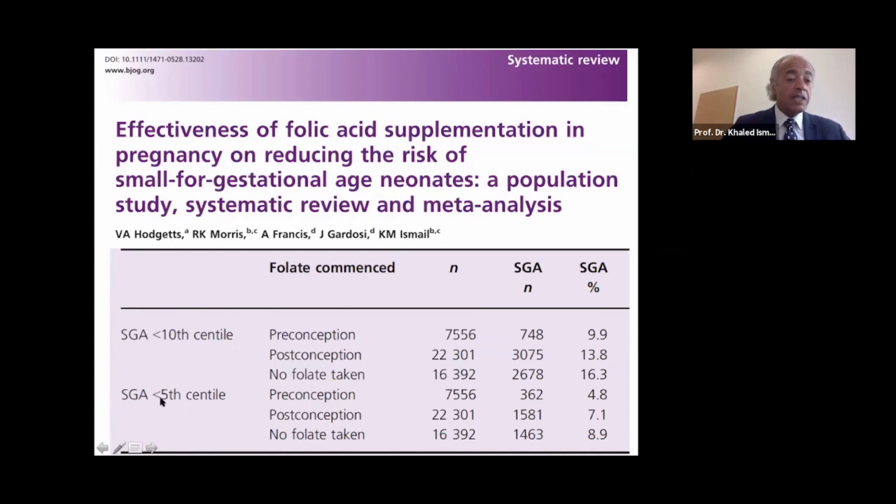If you look at babies below the 5th centile, which, as you all know, is a higher risk group of babies, again, with preconceptual folic acid, the risk of having a baby that is really quite growth restricted is much less than if these women did not take folic acid at all. And we're talking about a large study. This is a study that included more than 80,000 women.